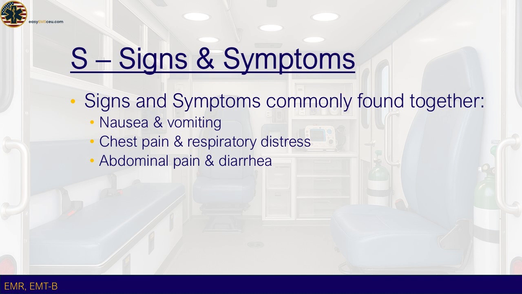Often, signs and symptoms will present in pairs. Some signs and symptoms that commonly present together include nausea, a symptom, and vomiting, a sign; chest pain and respiratory distress or difficulty breathing; and abdominal pain and diarrhea. Remember, when it comes to signs and symptoms, we may not be able to personally experience the symptoms that our patients report to us, but we can in some way sense or measure their signs.